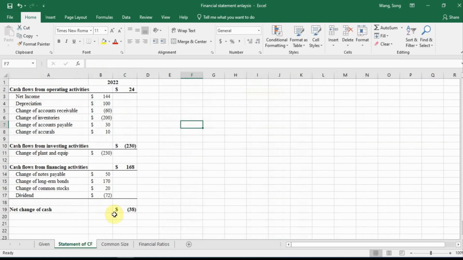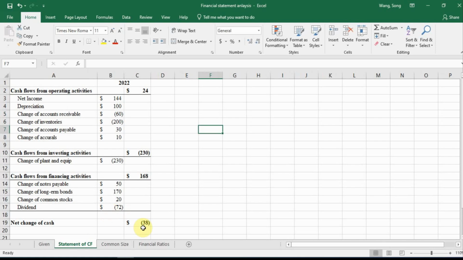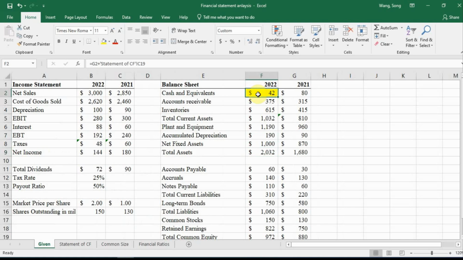So this is how you create a statement of cash flows and how you connect the finalized number in the statement of cash flows to the balance sheet through cash and equivalents. Cash and equivalents basically means cash.